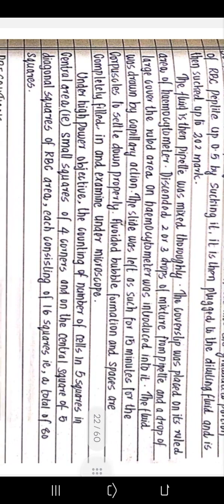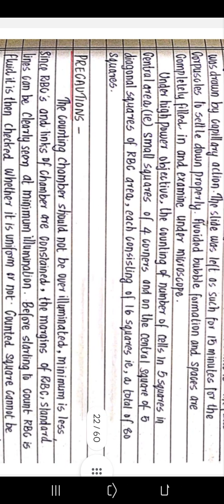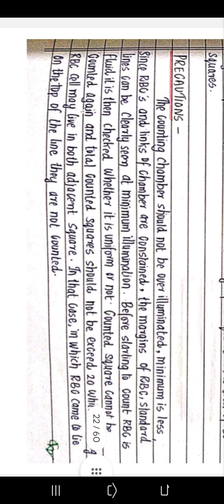Then under the high power objective, count the number of cells in 5 squares in the central area: the small squares of the 4 corners and the central square of the 5 diagonal squares of the RBC area, each consisting of 16 squares. A total of 80 squares are done.